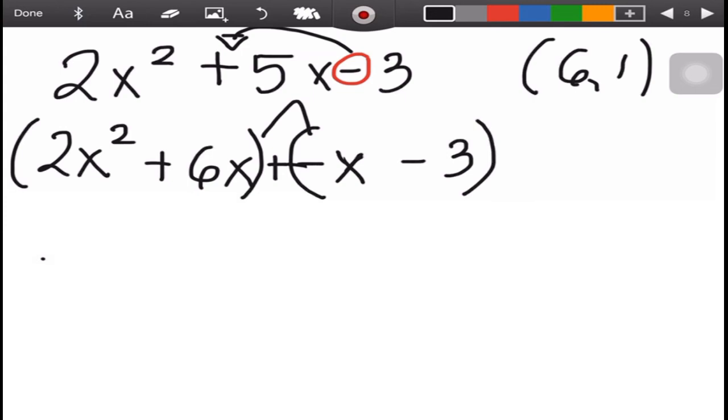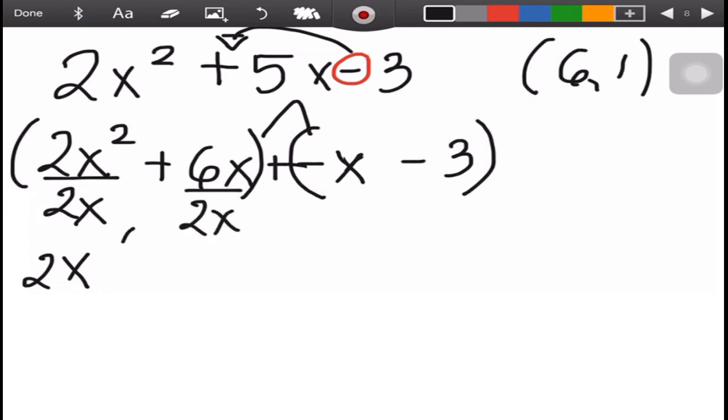Next, what number can divide 2 and 6? So that is 2. And then, which has the lower exponent, x squared or x? So that is x. Then we will divide this one by 2x. 2 divided by 2, that is 1. X squared divided by x, that is x. And then 6 divided by 2, that is 3. X divided by x, that will become 1. Copy the sign.